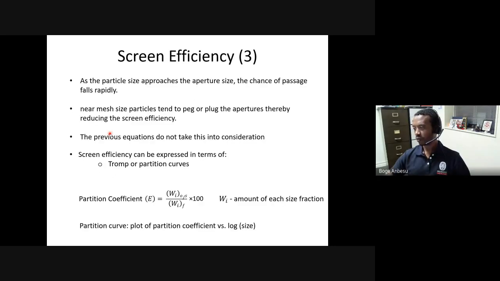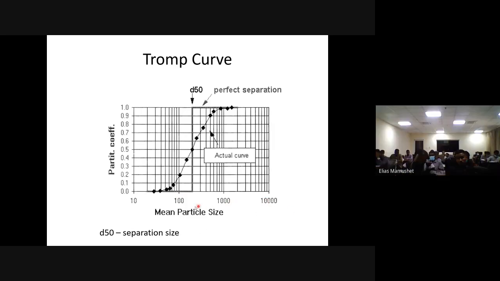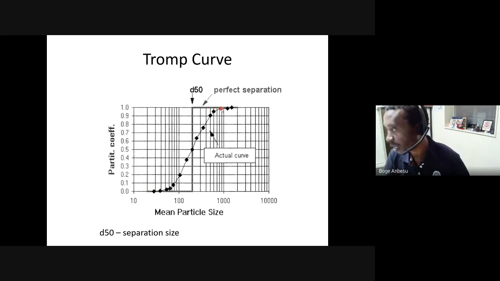So that's what the oversize here stands for. It simply tells you, for any given size on the x-axis, what fraction went to the oversize. Naturally, we expect the fines to go to the fine proportion, so we expect 0 to go to the oversized portion. And the coarse particles, we expect most of them, obviously, to go to the coarse fraction.